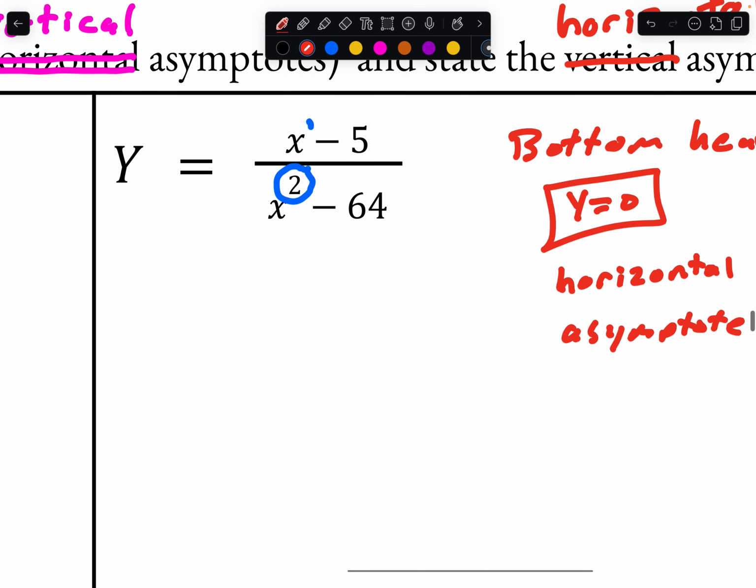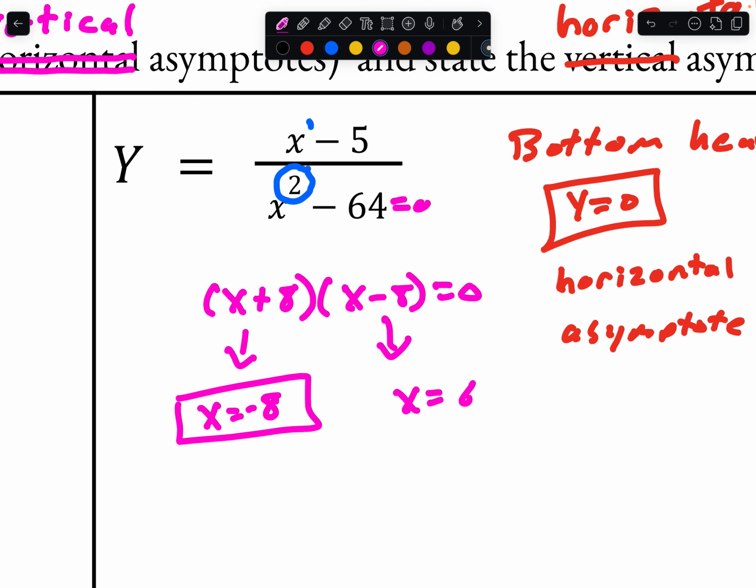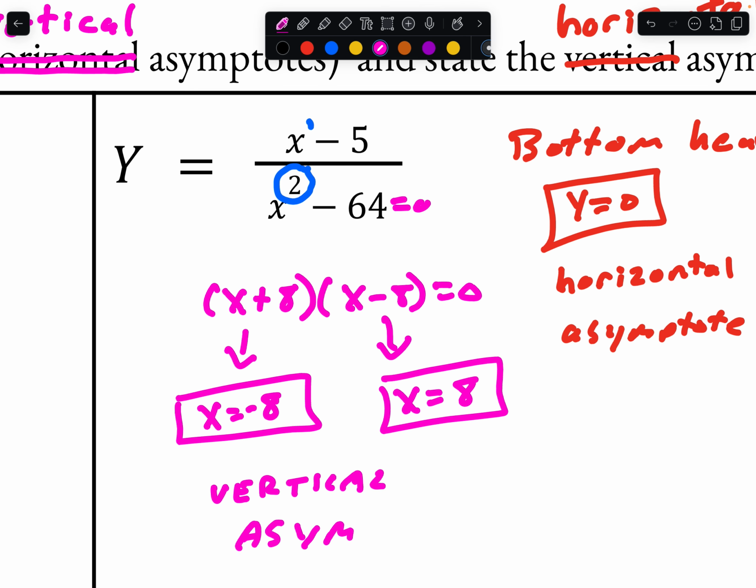And now in the denominator, we want to know, okay, where is this equal to 0? So this is where you're going to have to factor, all right? And we notice that this is a difference of two squares. So this would be x plus 8, x minus 8 equals 0. So now there are two vertical asymptotes. One at x equals negative 8, and then there's another one at x equals positive 8. Okay, so these are where the function is undefined, and this is called a vertical asymptote.